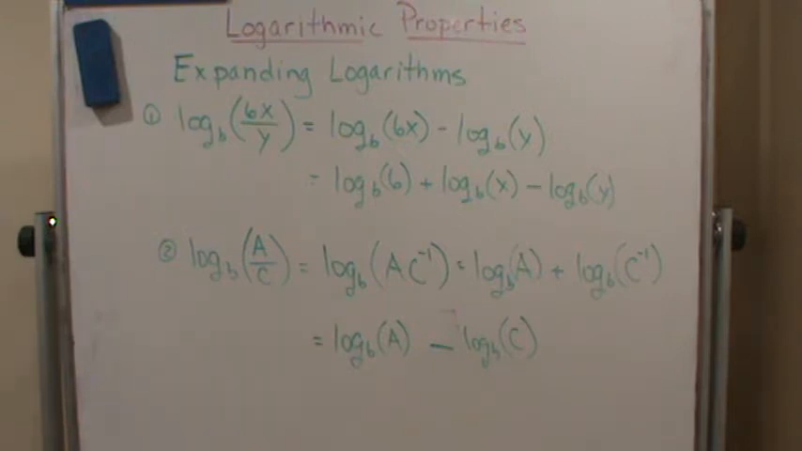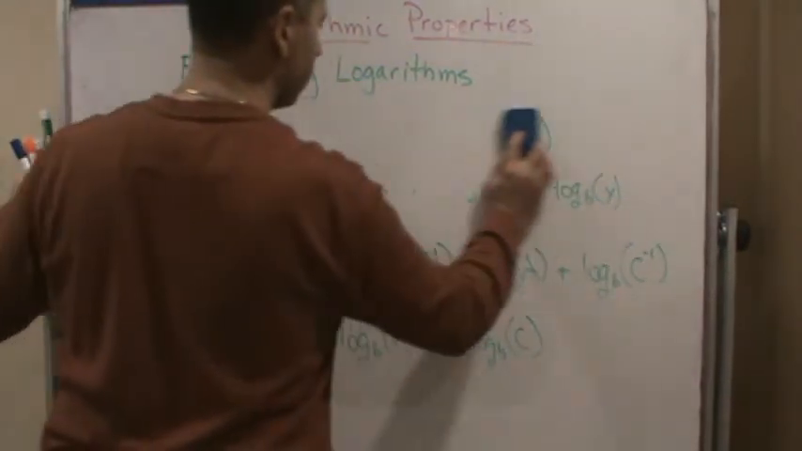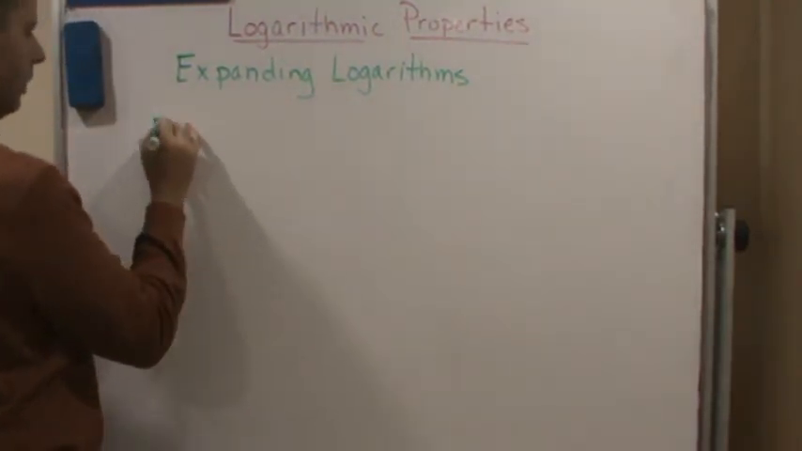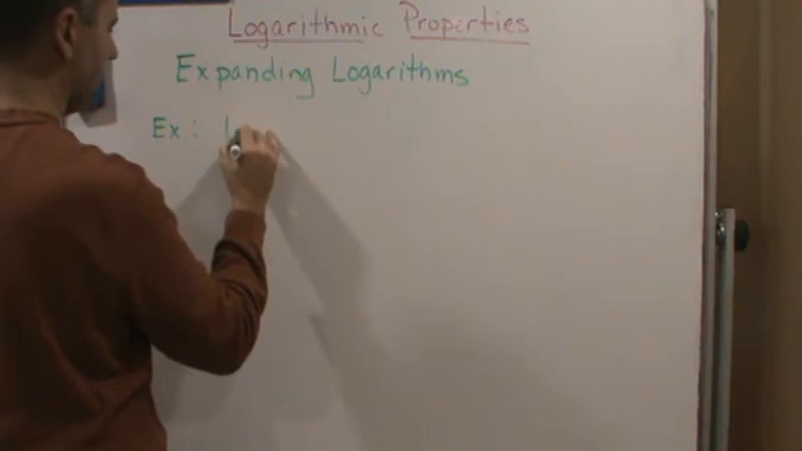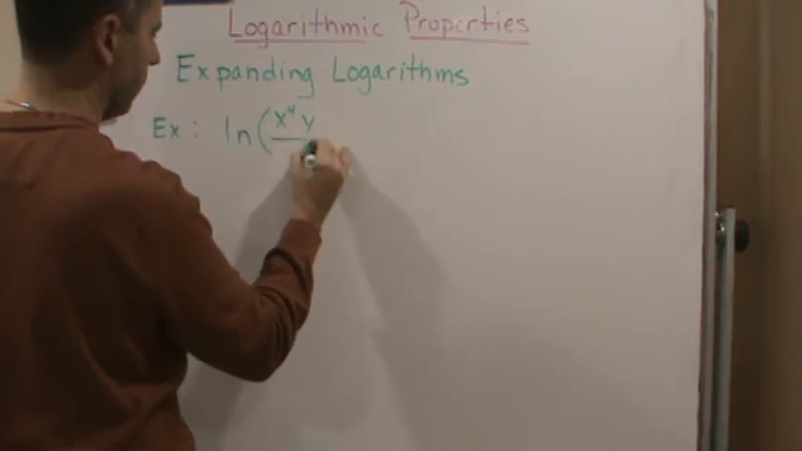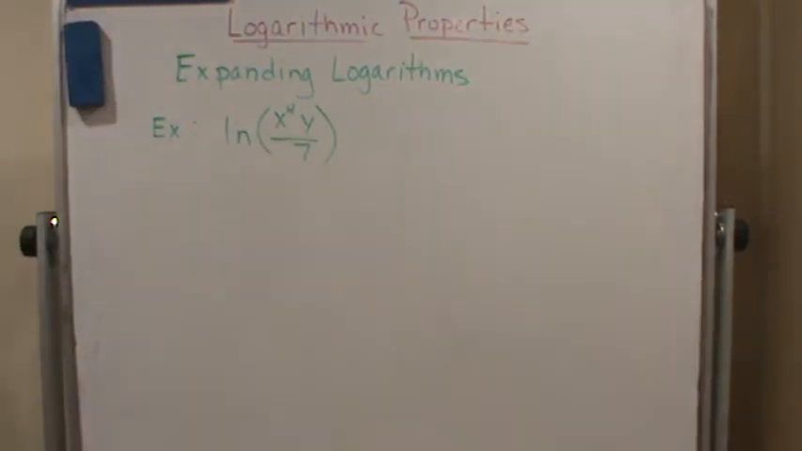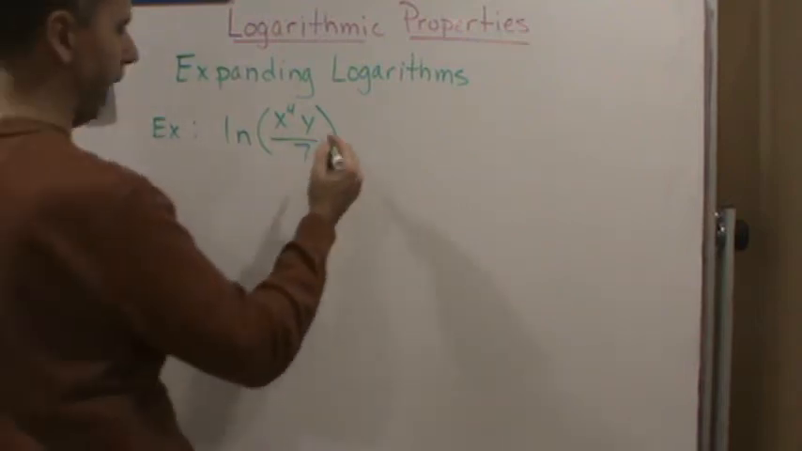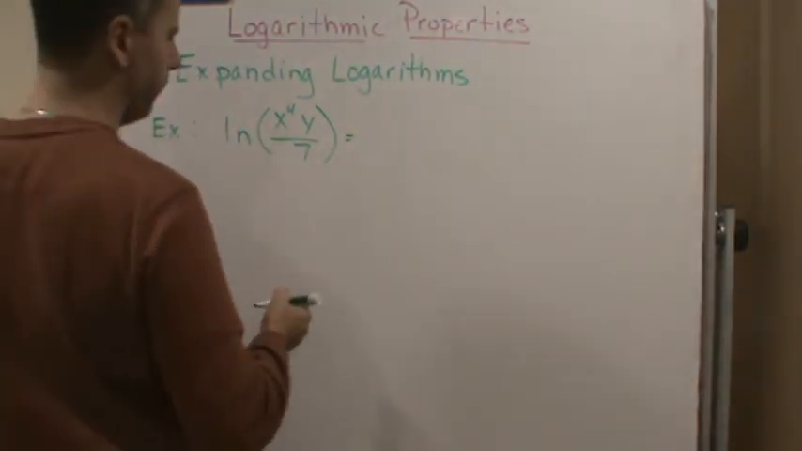So let's do another example. Okay, so let's say we have something like this. Now, as long as you follow the rules, you'll get the right answer. It doesn't matter which way you do this, okay? So again, just because I do it this way doesn't mean you have to do it the exact same way. Just follow the rules. So I'm going to use the quotient rule first.